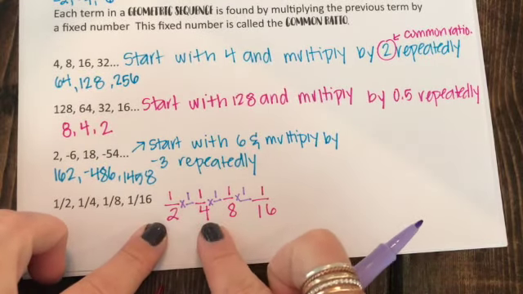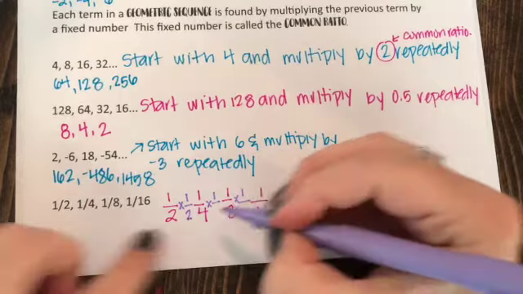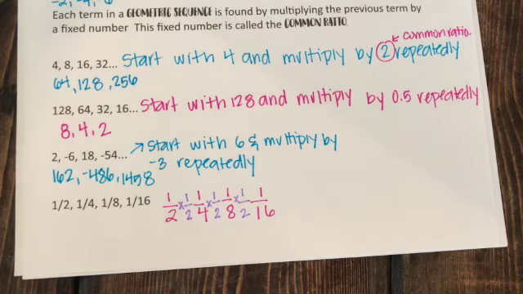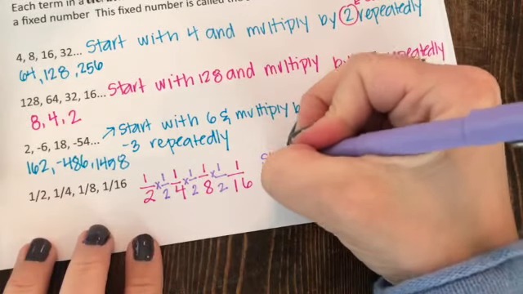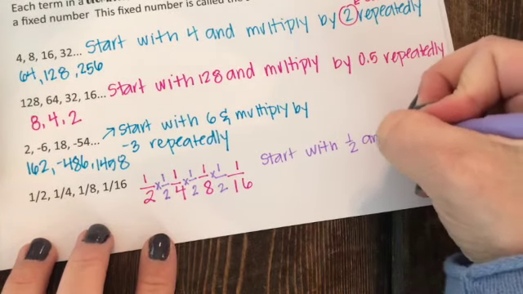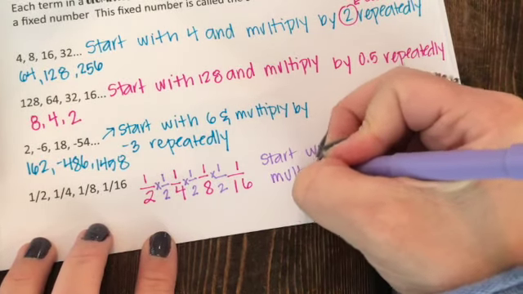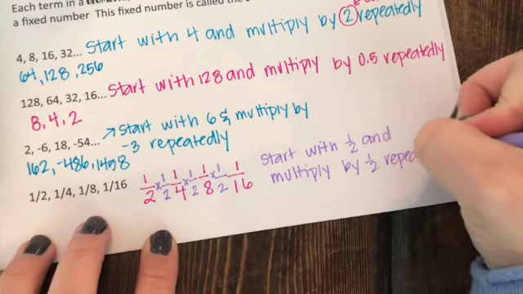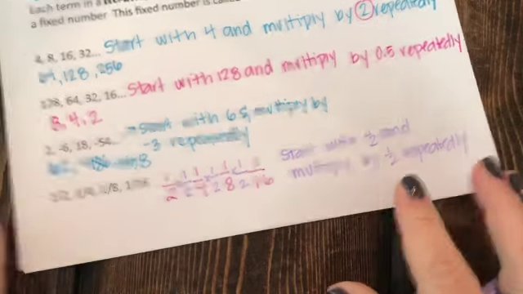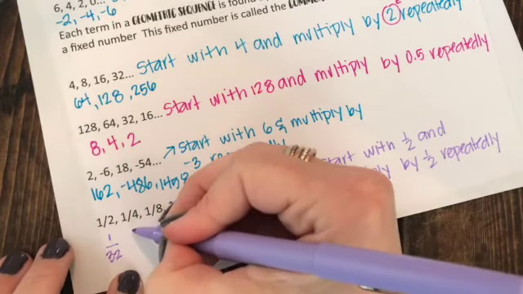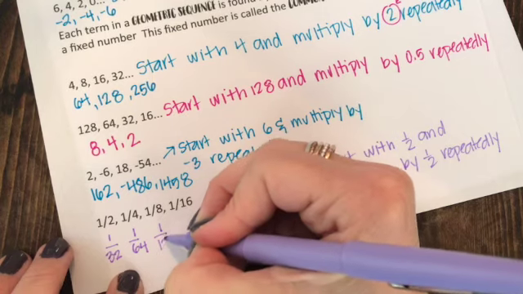And then down here, 2 times what makes 4? 2. 4 times 2 is 8. 8 times 2 is 16. So what am I multiplying by every time on that one? 1 over 2. So I'm going to write start with 1 over 2 and multiply by 1 over 2 repeatedly. And my next three would be 1 over 32, 1 over 64, and 1 over 128.